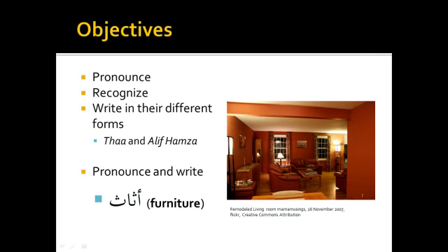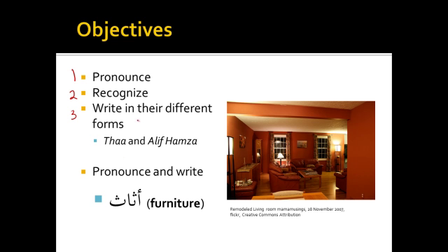So we have four main objectives in this lesson, and the first objective here is to pronounce the letters Thaa and Alif Hamza correctly. And the second of our objectives is to recognize the Thaa and the Alif Hamza when we see them in a word. And the third objective is to write these two letters in their different forms.